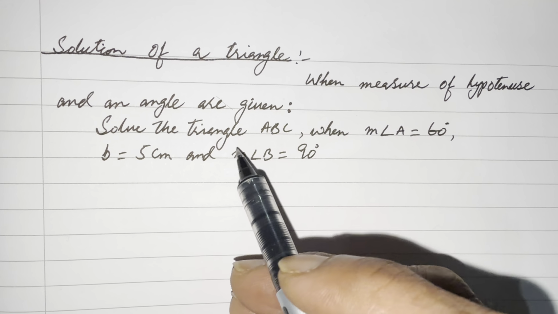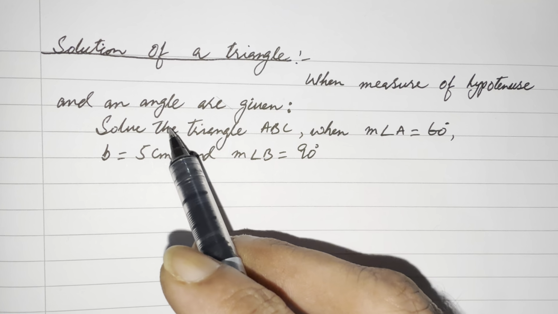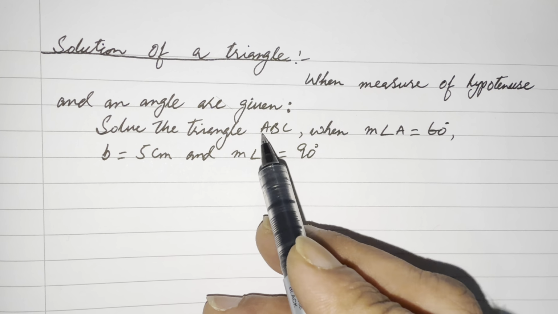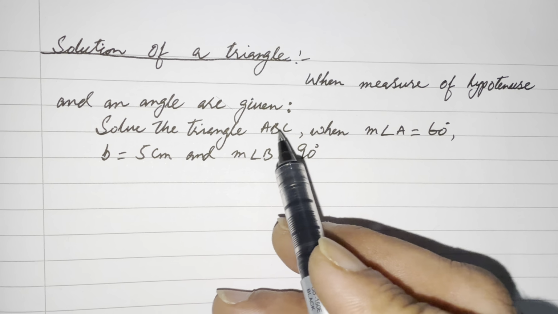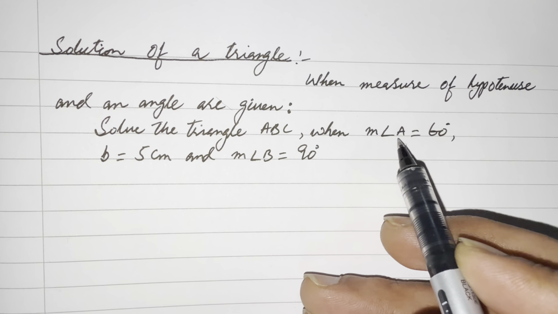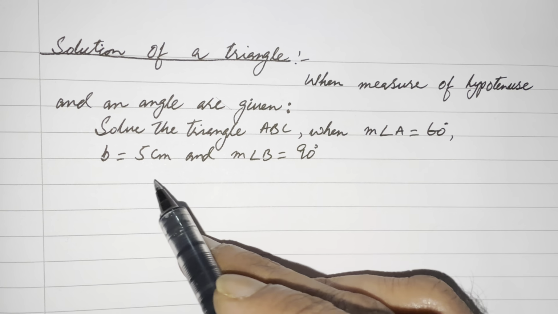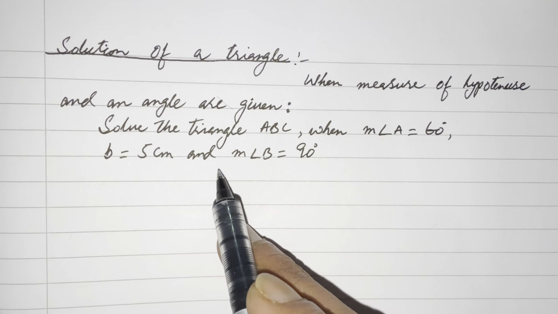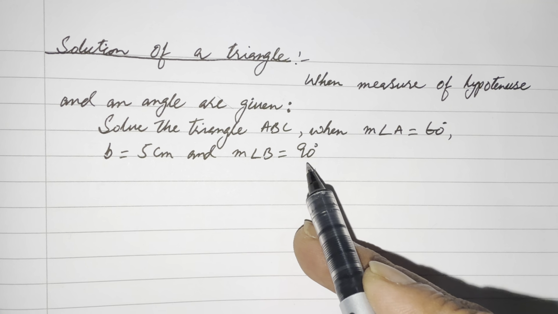As you can see in the given statement: solve the right angle triangle ABC where measure of angle A is equal to 60 degrees, side b is equal to 5 centimeters, and measure of angle B is equal to 90 degrees.